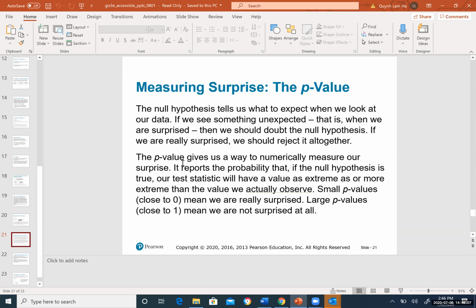And here, the p-value gives us a way to numerically measure our surprise. It reports the probability that, if the null hypothesis is true, our test statistic will have a value as extreme as or more extreme than the value we actually observe. A small p-value, close to 0, means we are really surprised. And a large p-value, close to 1, which is 100%, means we are not surprised at all.